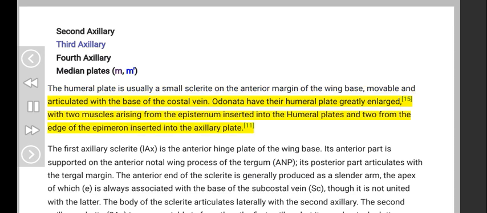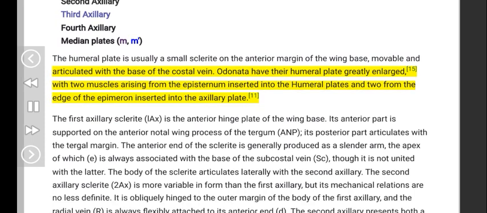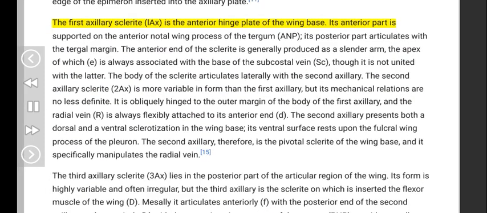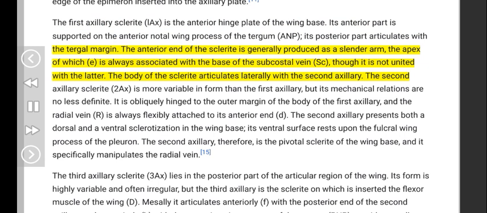Odonata have their humeral plate greatly enlarged, with two muscles arising from the episternum inserted into the humeral plates and two from the edge of the epimeron inserted into the axillary plate. The first axillary sclerite, 1-ax, is the anterior hinge plate of the wing base. Its anterior part is supported on the anterior notal wing process of the tergum, ANP, its posterior part articulates with the tergal margin. The anterior end of the sclerite is generally produced as a slender arm, the apex of which, E, is always associated with the base of the subcostal vein, SC, though it is not united with the latter. The body of the sclerite articulates laterally with the second axillary.